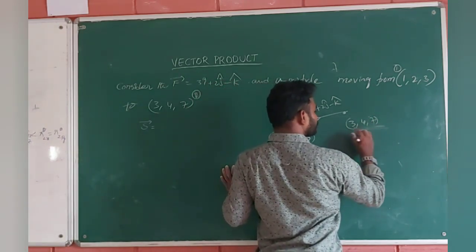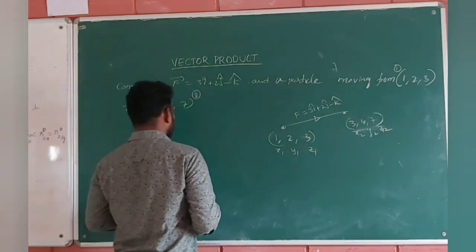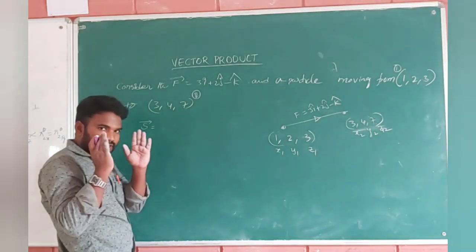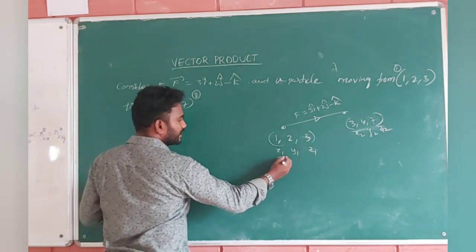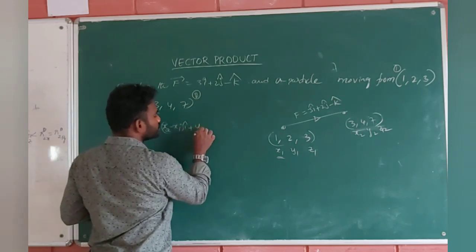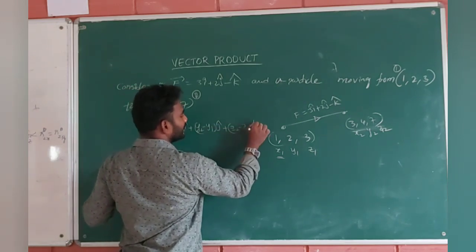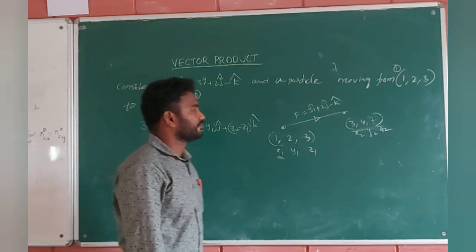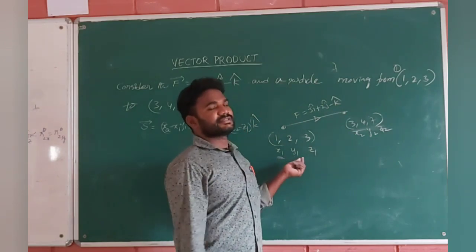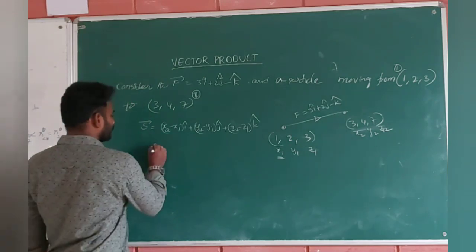And here x2, y2, z2. Okay guys. Now we have to find the displacement vector. In order to find the displacement vector, first the I component. See, x2 minus x1 into I cap plus y2 minus y1 into j cap plus z2 minus z1 into k cap is the formula for finding displacement here. Why? Because it goes from the initial point to the final point. So final position minus initial position is the displacement moved. That's why we can directly take this formula.